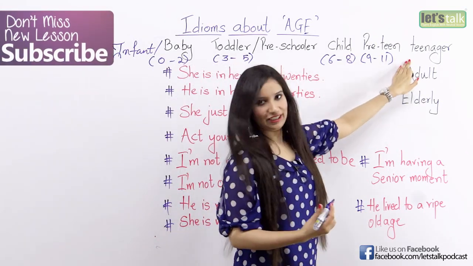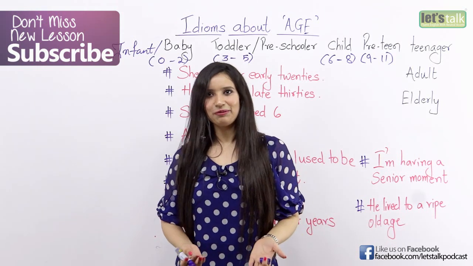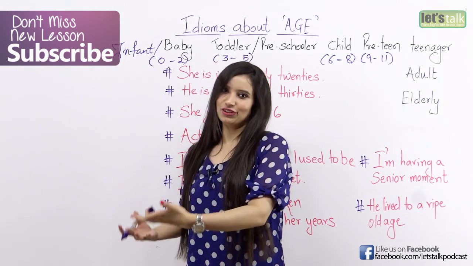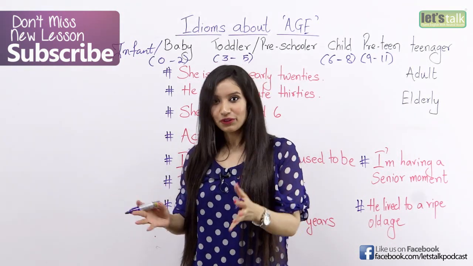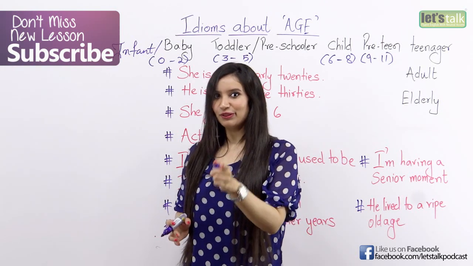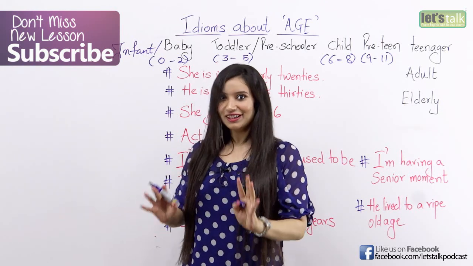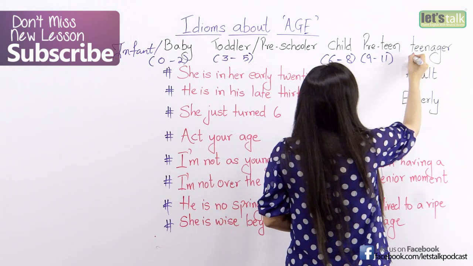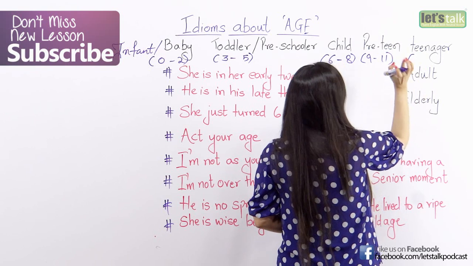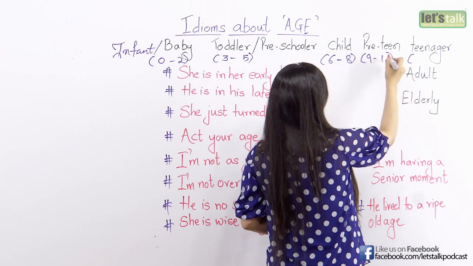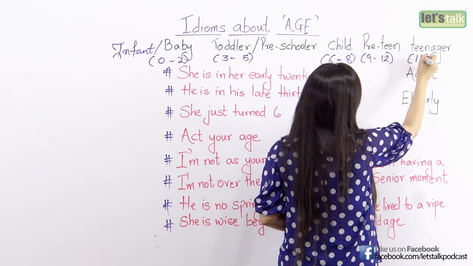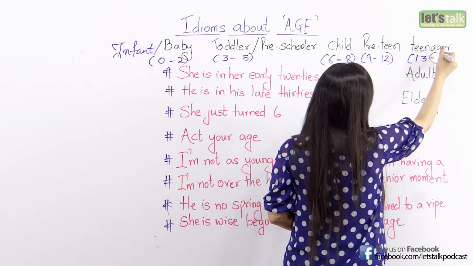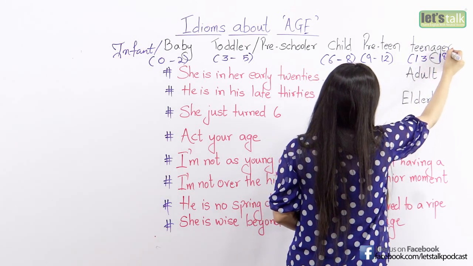This one here, teenager, that's a very common term, and we know teenage is marked by significant mood swings. So please be careful with your 15-year-old cousin. She might just act weirdly. Here, sorry, I made a mistake. Preteen goes till 12, and teenager goes from 13 to 18.